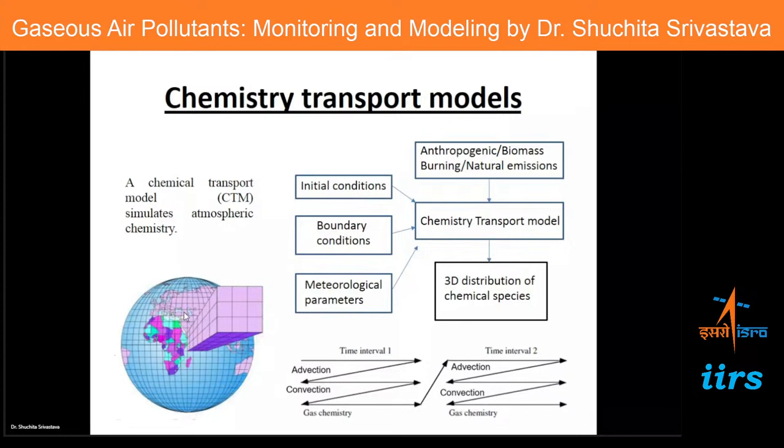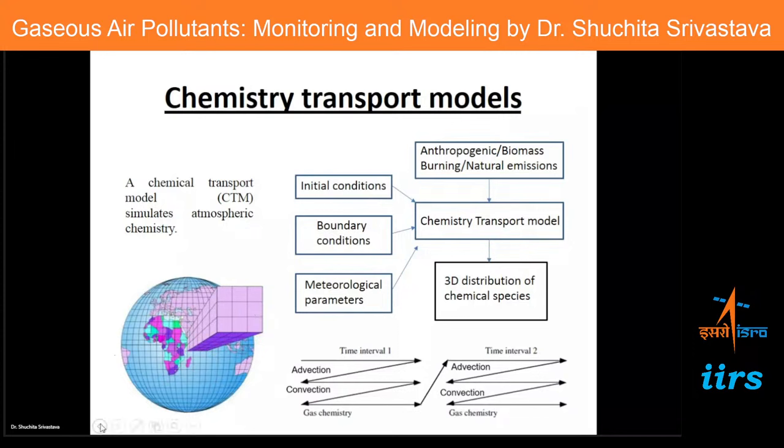Similarly, some molecules will be convected in the process, and then the spatial distribution of chemical species will again change. Then gas chemistry will take place in each of these grids, and that will also change the concentration of different species. So what does the model do? The model takes care of all these processes happening in the atmosphere, and it simulates the three-dimensional distribution of different chemical species with time by numerically solving the effect of advection, the effect of convection, and the effect of gas chemistry.